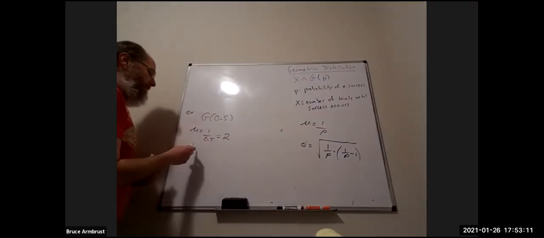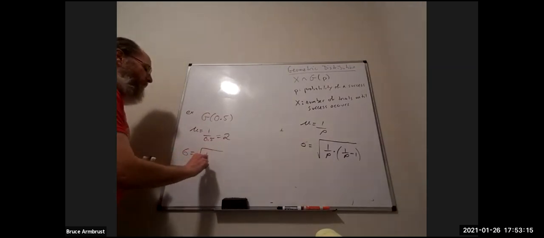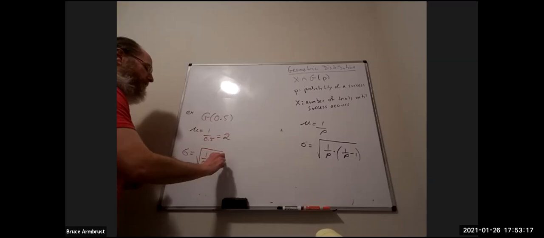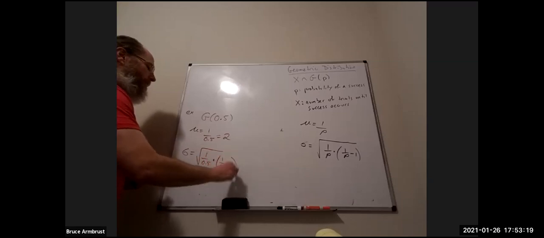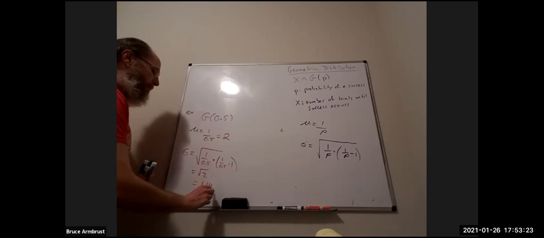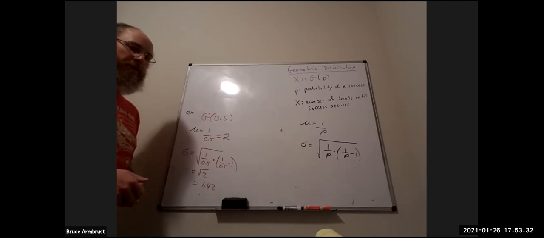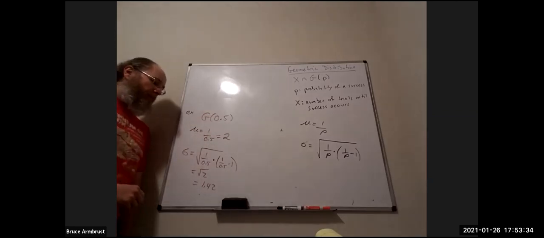All right, well, here's your standard deviation. It's going to be the square root of (1 over 0.5) times (1 over 0.5 minus 1), which is the square root of 2, which is 1.41 something. It's around there.